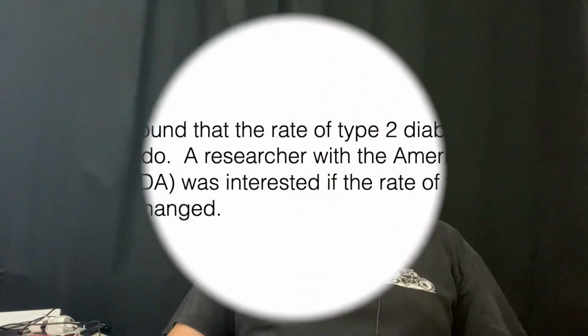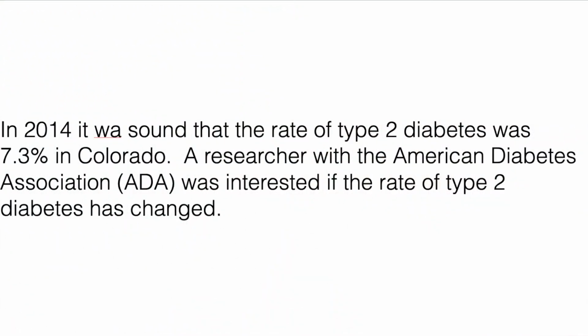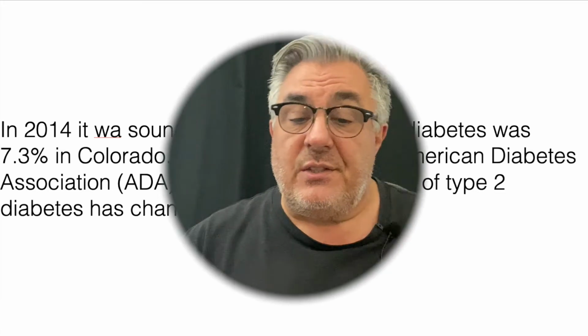Let's take a quick second and look at how this works with proportions. In 2014, it was determined that the rate of diabetes in the state of Colorado was 7.3%. A researcher with the American Diabetes Association was interested if the rate of type 2 diabetes has changed. And again, this is in the state of Colorado.